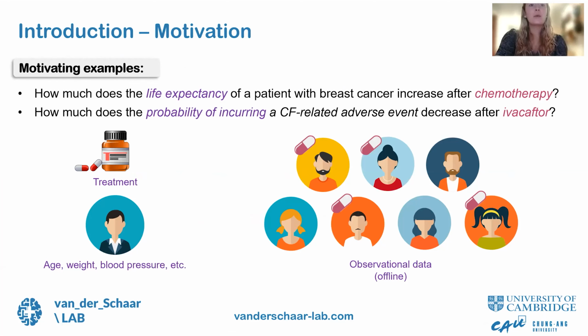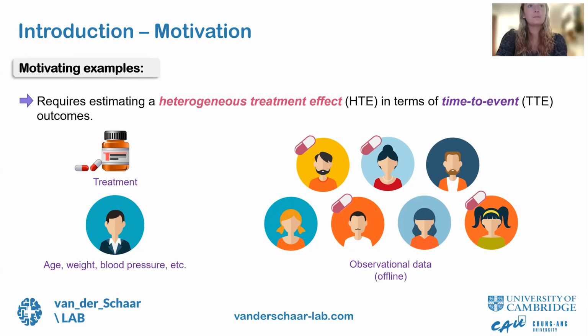And here we move away from the binary or continuous outcome setting and instead consider survival outcomes. This is super relevant in medical practice, as many questions have survival outcomes. For example, how much the life expectancy of a patient with breast cancer increases after chemotherapy, or how much the probability of incurring a cystic fibrosis-related adverse event decreases after having received medication. All such questions require estimating heterogeneous treatment effects in terms of time-to-event outcomes.